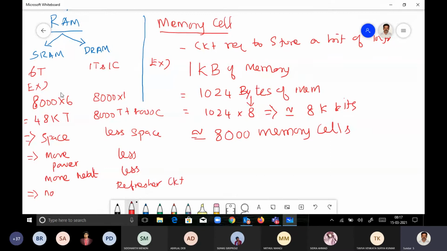So are you getting the points? Anybody having any issues in understanding these points? Because these points are important to continue on our computer organization memory architecture. Shall I proceed?